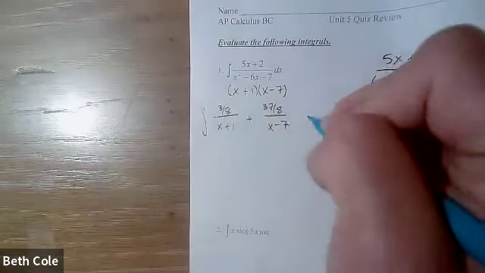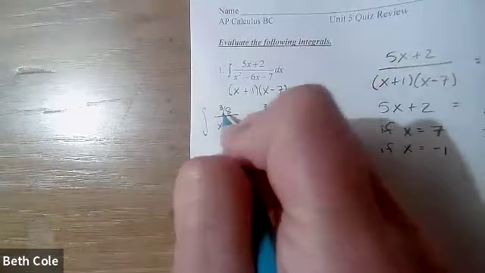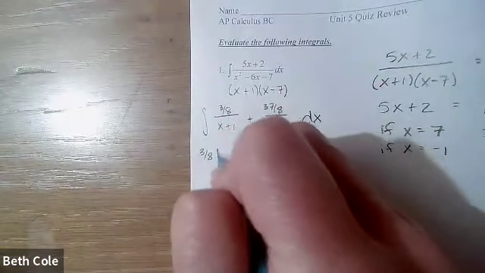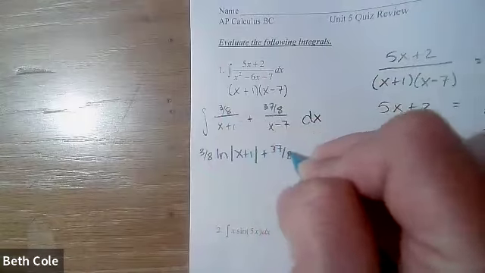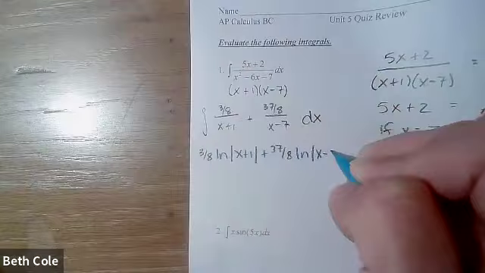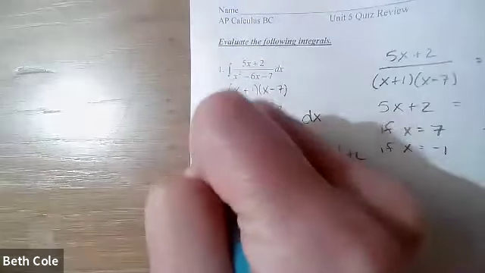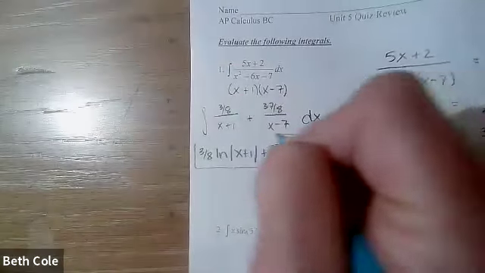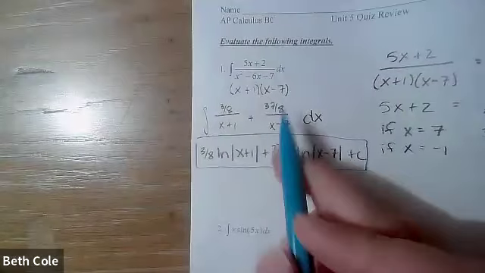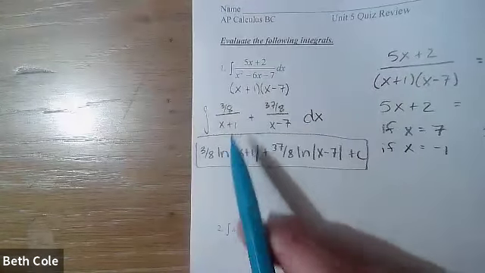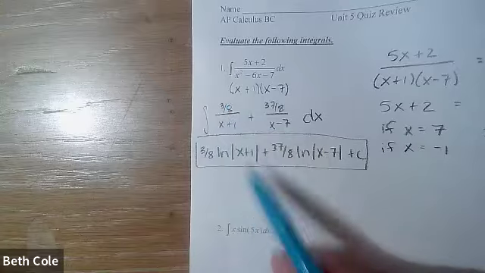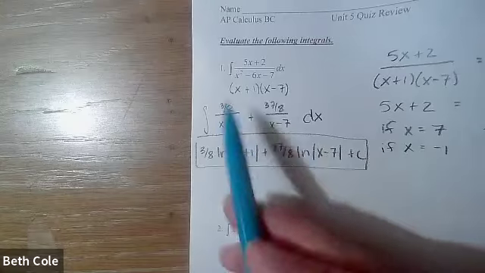Come over here. All right, and then dx. So when you do your antiderivative, it's going to be 3/8 ln x plus 1 plus 37/8 ln x minus 7, and then plus c. So this whole thing is our answer, which is the only step that was any calculus, was doing the antiderivative. You're just doing a big bunch of algebra to get this separated into two different fractions so that you can do this, because a regular old u substitution is not going to work there.